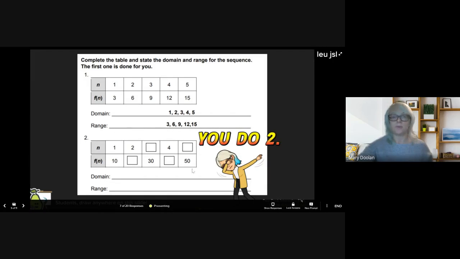All right, so what I'm going to have you do is toggle over to your Pear Deck tab, and you're going to do 2. This is one of your drawing slides. You can just draw in the numbers, or you can use the typing tool to type it in. N is one of your rows here, and you have f of n.